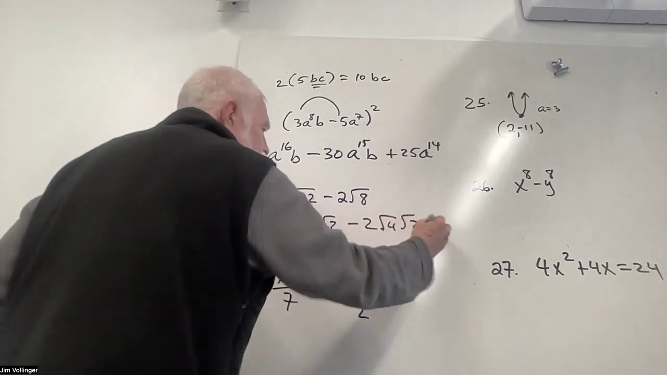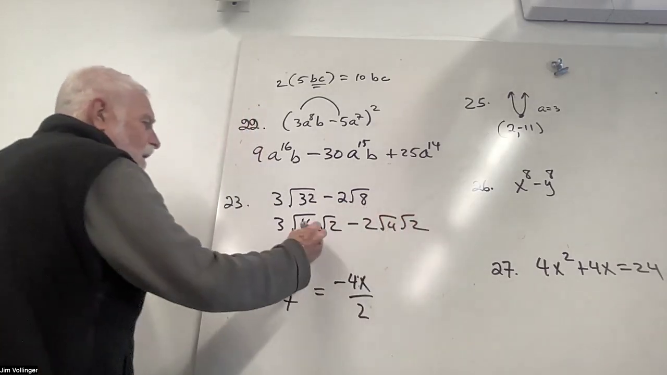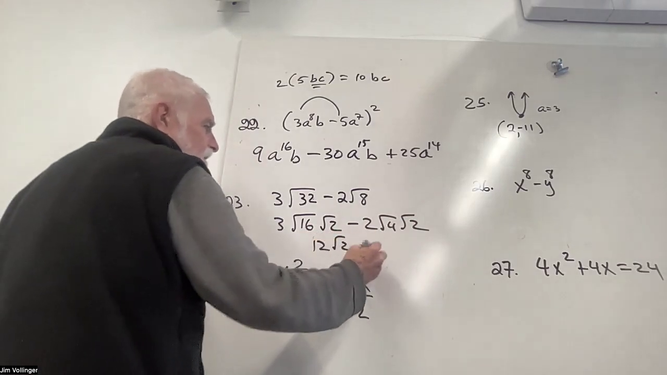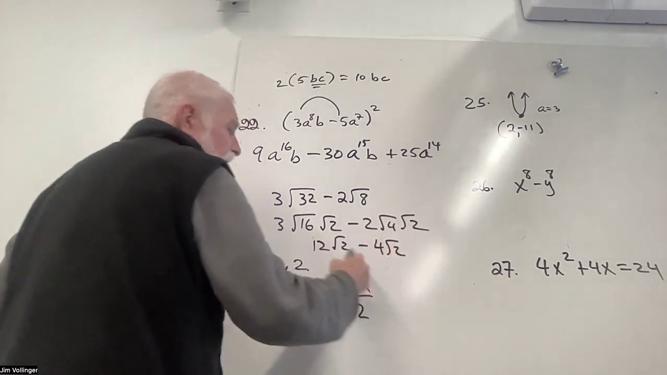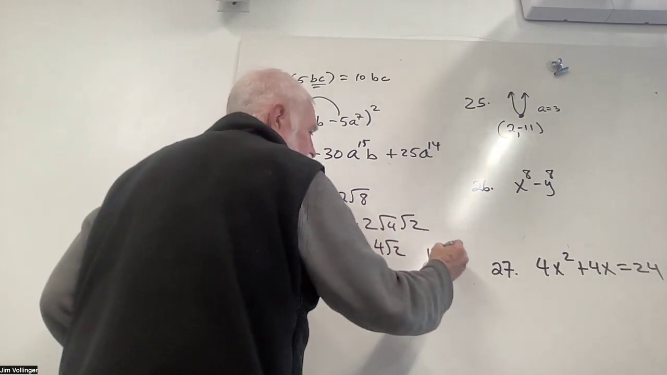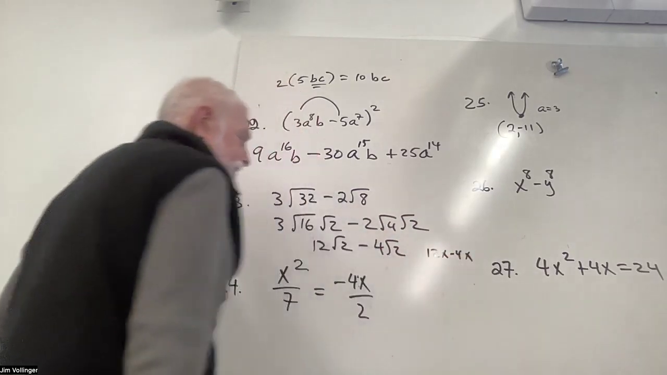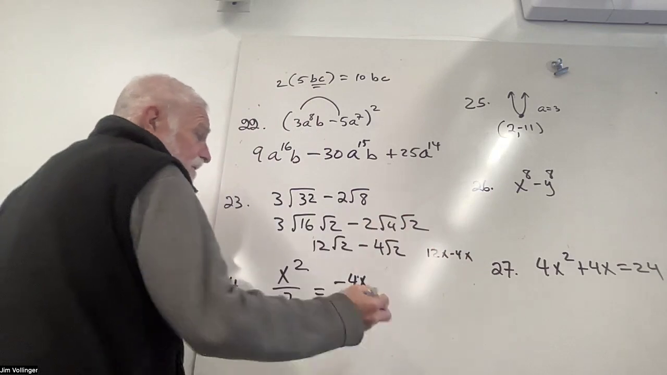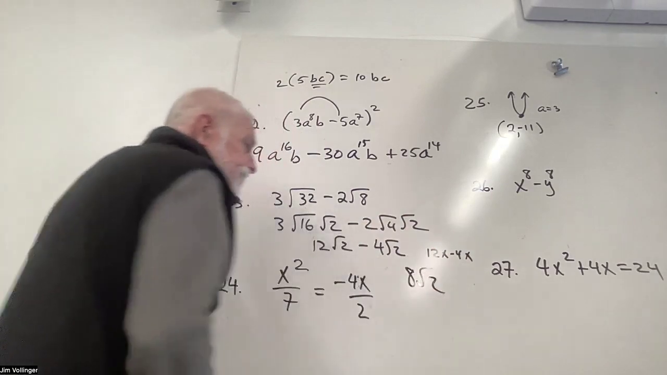So I'm seeing 3 square root of 16 square root of 2 minus 2 square root of 4 square root of 2. So therefore I'm seeing 12 root 2 minus 4 root 2. And that's like saying 12x minus 4x. All right, let's let x equal root 2. So that's 8 root 2.